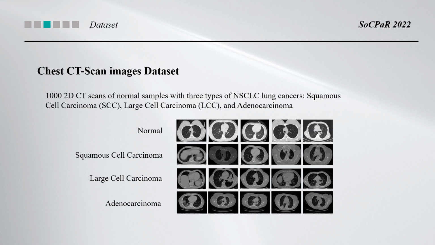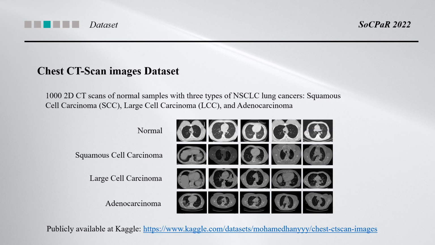Before discussing methods, in this work, we use a chest CT scan images dataset that contains 1000 CT scan images. As you can see in this figure, this dataset has 4 different classes, including normal samples, squamous cell carcinoma, large cell carcinoma, and adenocarcinoma. This dataset is publicly available at this link on Kaggle.